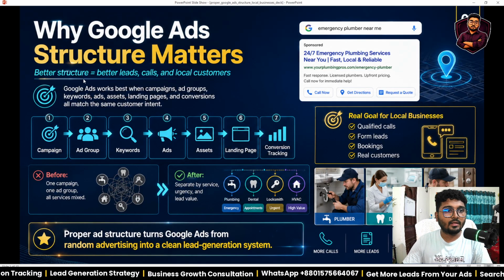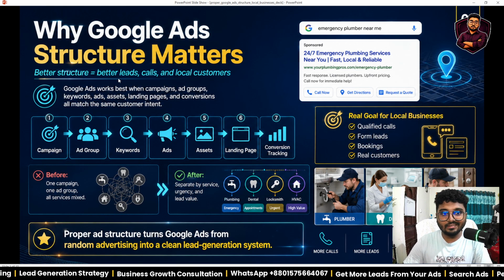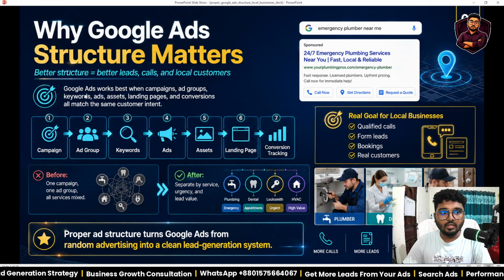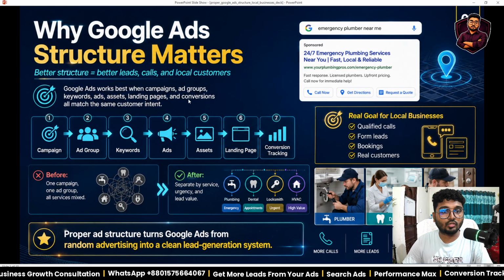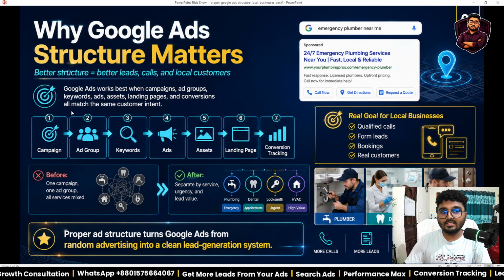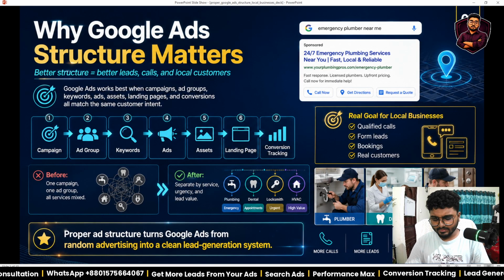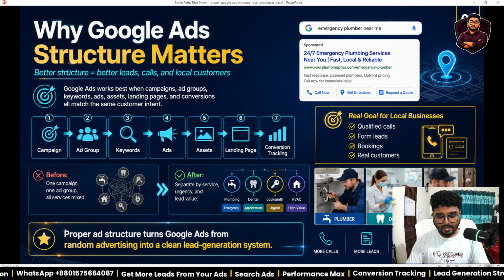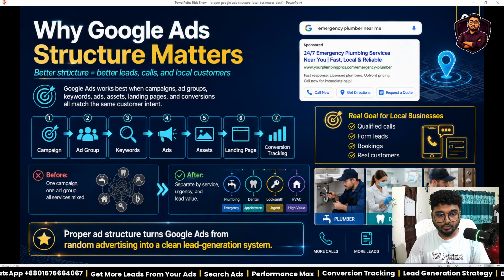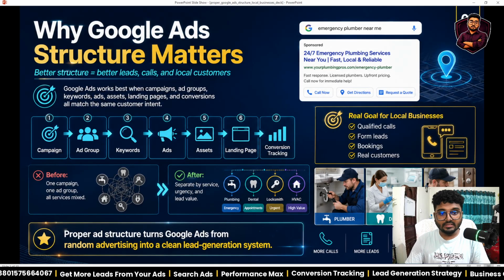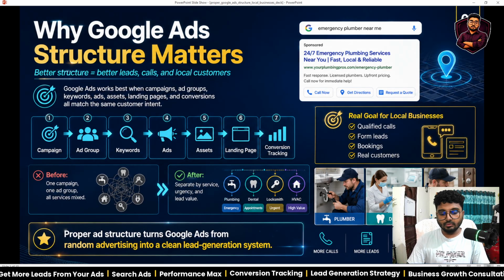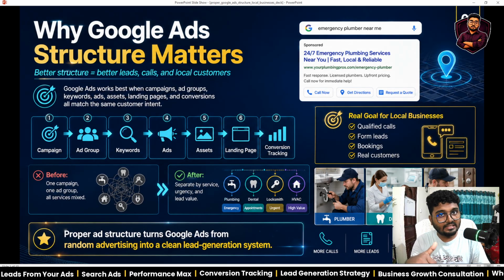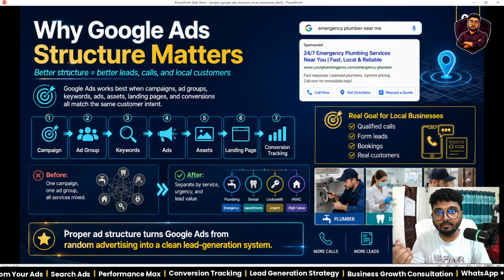Here it says better structure equals better leads, calls and local customers. Google ads work best when campaigns, ad groups, keywords, ad assets, landing pages and conversions all match the same customer intent. That means when I am preparing a campaign, then I need to prepare the ad group, then keyword, ad asset, landing page. So I need to keep all of these things in the same intent to give the best result, right?